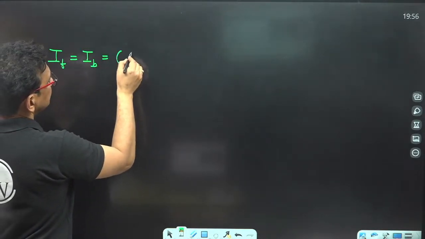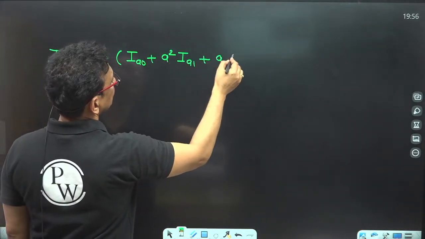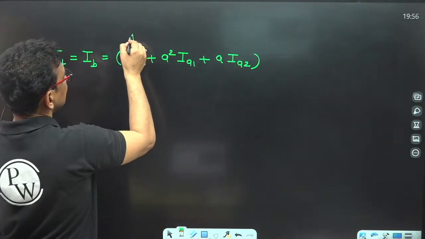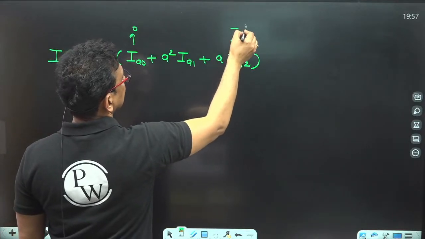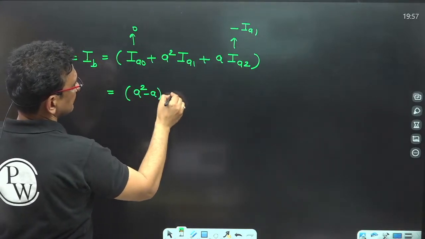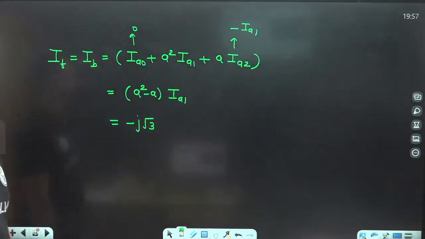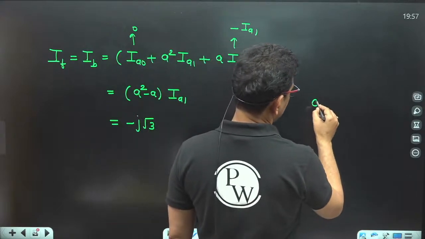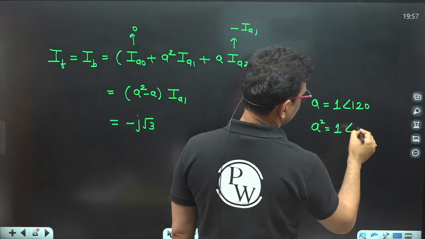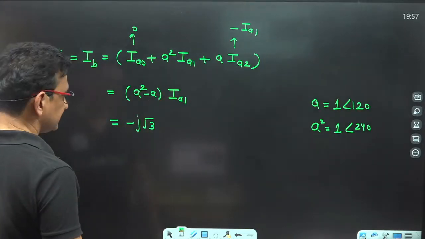So it becomes IA0 plus A square IA1 plus A into IA2. Simple. Now we know that IA0 is equivalent to 0 and IA2 is nothing but minus IA1. So the value of the fault current becomes A square minus A into IA1. A square minus A is nothing but minus j root 3. A is 1 angle 120 degree. Always remember, A is 1 angle 120 degree and A square is 1 angle 240 degree.